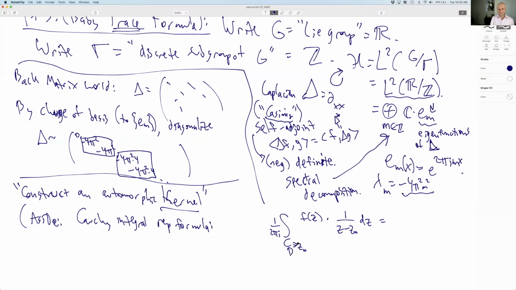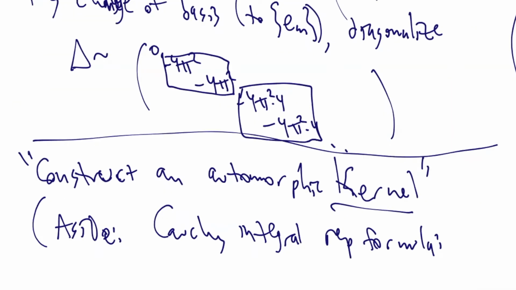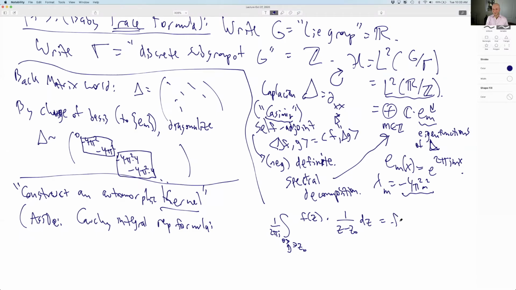if z0 is inside a disk, and we're integrating over the boundary of the disk, what does the Cauchy integral formula say this comes out to? Yes, f of z0. Okay, everyone knows. This is an integral operator, and this is the kernel of that operator. So I can take any function. So we can call this an integral operator.